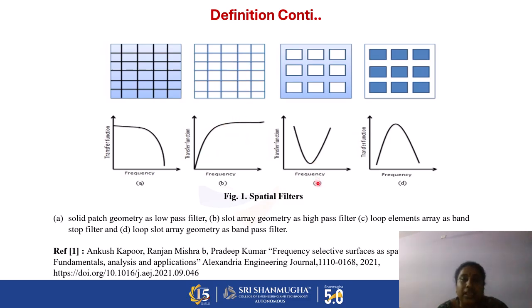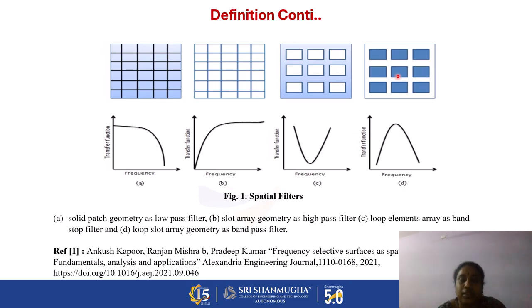And in C, it acts as the loop element array. The loop element array produces a band stop filter. In general, for FSS we are using only the band stop and band pass filters. So we are considering only loop elements and loop slot array for the FSS structures. Next, D represents the band pass filter. In the band pass filter, we are using loop slot array geometry. So this is the loop elements and this is the loop slot array geometry elements.